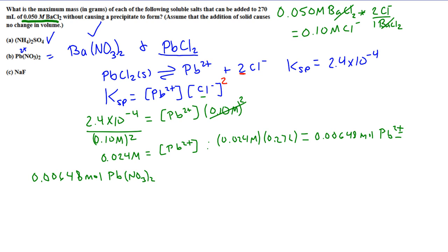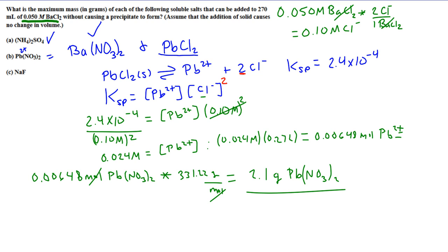Because it's 1:1. So last step, get from moles to grams, multiply by molar mass, add up the mass of lead, nitrogen, oxygen, and you get 331.22 grams per mole. Multiply across, moles cancel, and you're left with, in this case, 2.1. That's a pretty number. Grams of lead nitrate. Whew. So there is our final answer for part B.